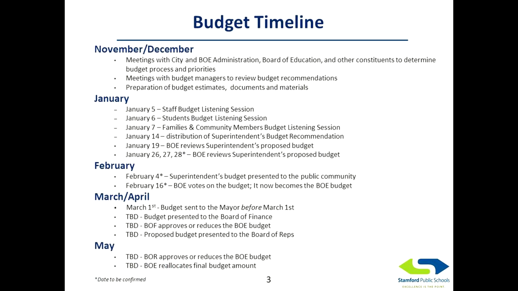The superintendent's proposed budget is compiled in November and December and is presented to the Board of Education in January. After several weeks of review, the Board of Education votes on the budget in February, and it is sent to the mayor prior to March 1st. In March and April, the boards of finance and representatives have the opportunity to either approve or reduce the proposed budget before it is returned to the Board of Education for final reallocation in May.